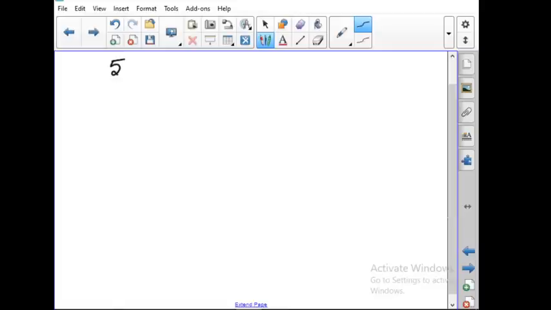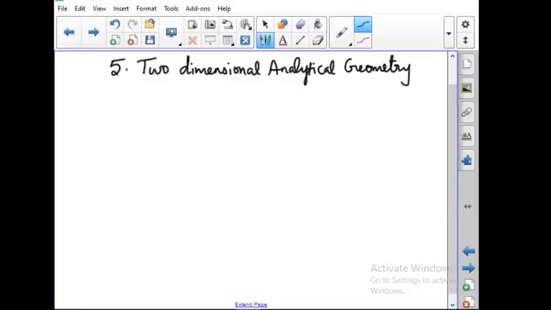Today we are going to start with chapter 5. It is two-dimensional analytical geometry. So we are going to start with a new chapter today, that is two-dimensional analytical geometry. In this first part we are going to see about circles.